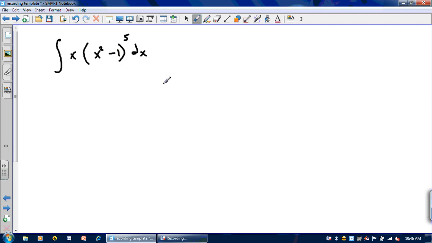And what we're going to do is we're going to call this part u. Okay, so what I want you to do on your papers whenever we do one of these is write this on the side of your paper. We're going to let u equal x squared minus 1. Now the name of this technique kind of suggests what it is we're supposed to do. The whole technique is called u-substitution.